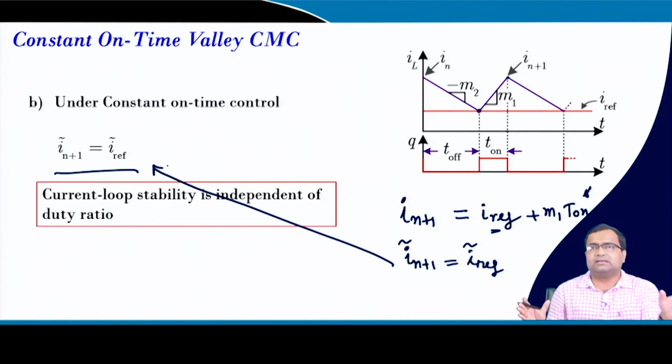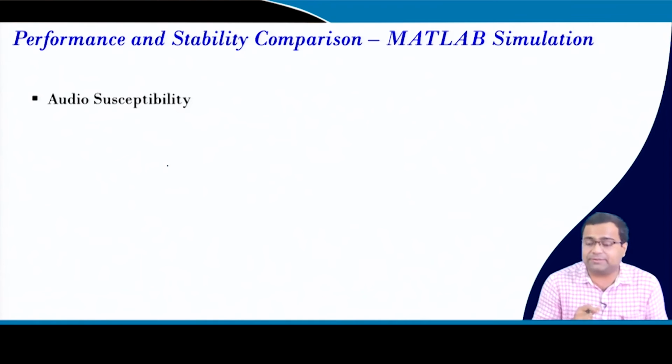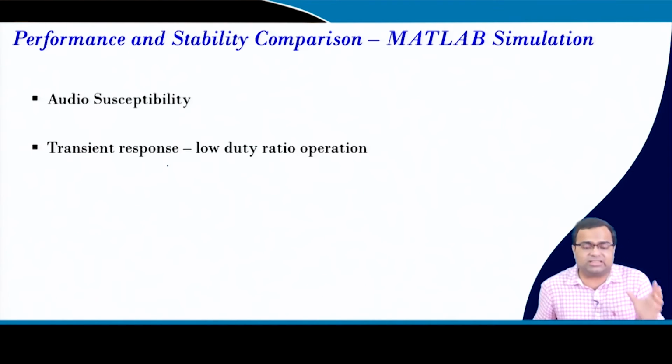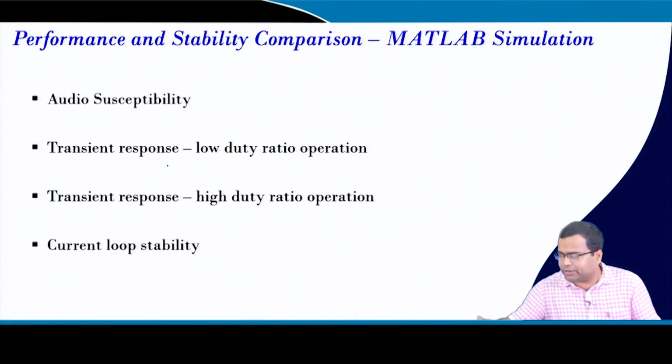That means it will be stable for a wide range of load current, okay, and that is why we discussed in lecture number 19 that for low duty ratio voltage regulator modules, like low voltage high current applications, constant on time control is a very popular choice over fixed frequency current mode control. So, for the performance comparison, if you want to do a MATLAB simulation of audio susceptibility, transient response for low duty ratio operation, high duty ratio operation, and current loop stability, we need to check all this.